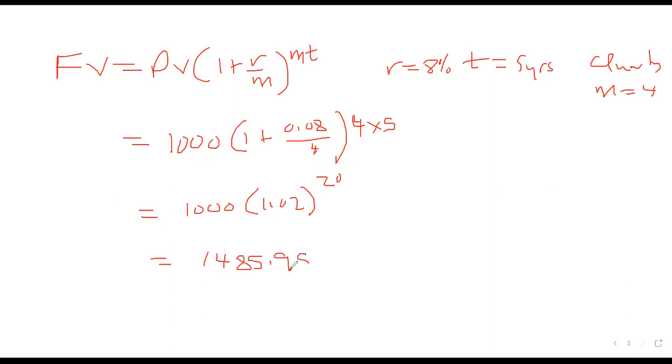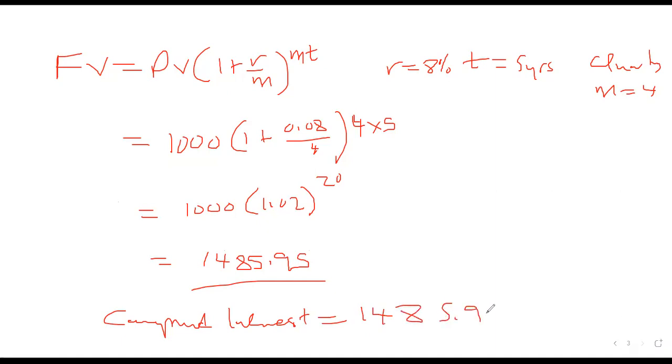1485.95. So we have a compound interest, which is the difference between how much we started with and how much we have. So 1485.95 minus 1,000. What do we get? 485.95. So this is exactly what we have here. That is our interest that we've accrued.